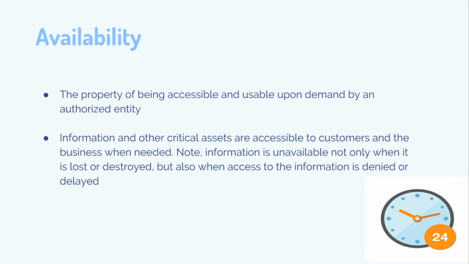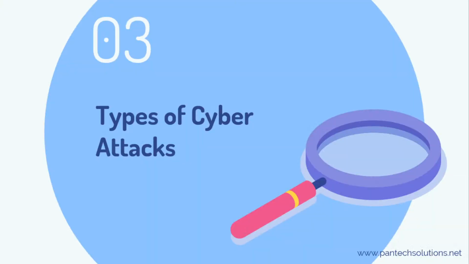Then availability is nothing but being accessible and usable upon demand by an authorized entity. For example, if it is a critical asset, the customers and the business need to access that data. So the information will be available not only when it is lost or destroyed. Based upon the customers and business, whenever we need, we can access that data, but for the public it's different, for business-oriented it's different. So the data availability between these two is totally different. That is the availability.